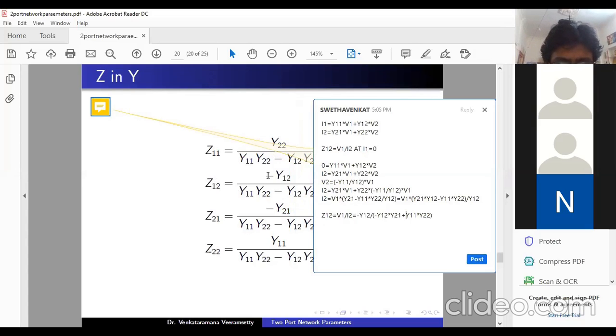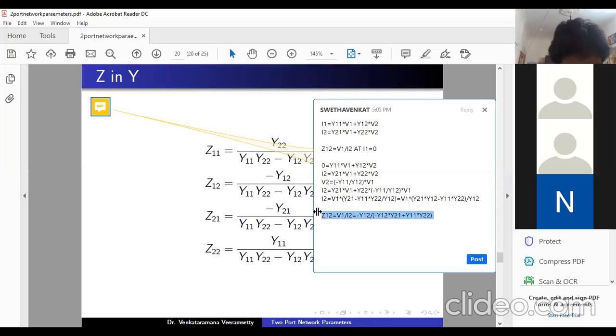Z12 equal to minus y12 divided by y11 into y22, y11 into y22 minus y12 into y21. Right? So this is how we represent the Z12 in terms of the y parameters.